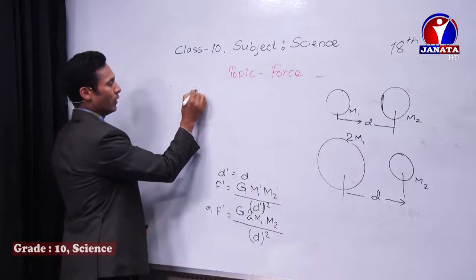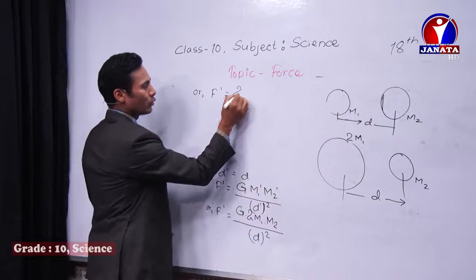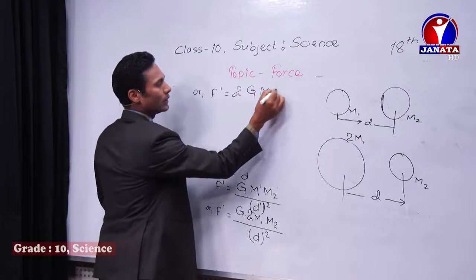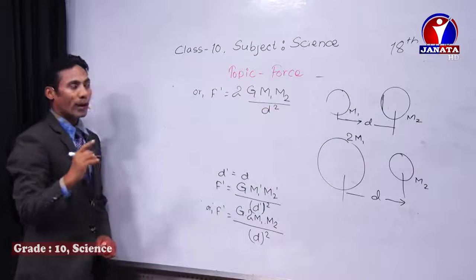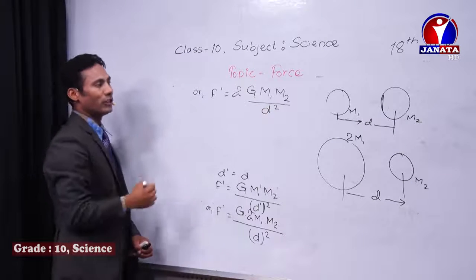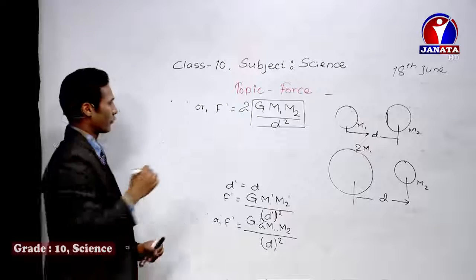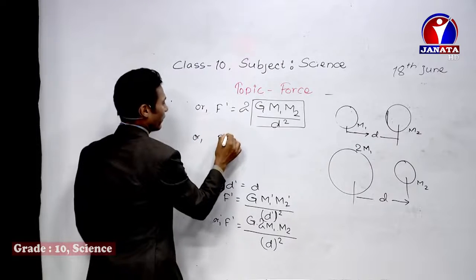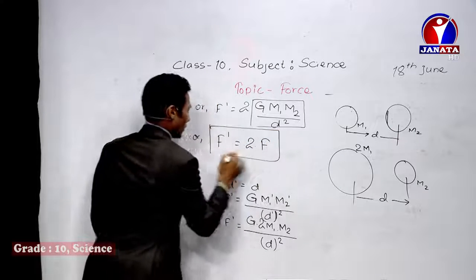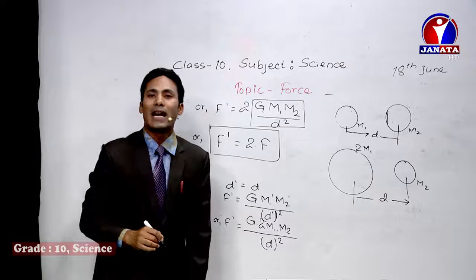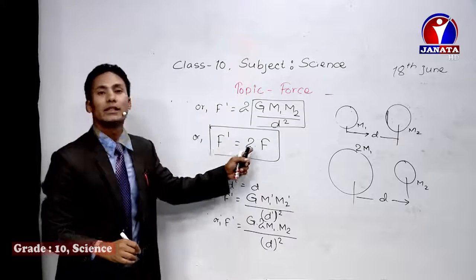Okay, so F dash equals to, now let's simplify this. This is 2G m1 m2 by d square. The first equation that we have written previously is equivalent with the force F, so we can replace this. F dash equals to twice of F.